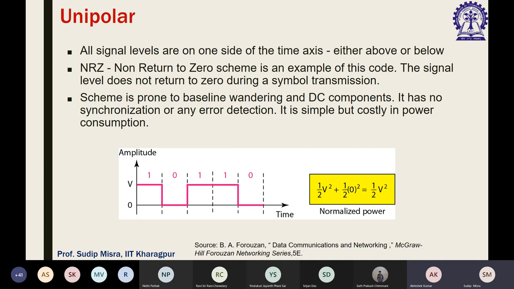Now, if we are talking about unit resistance, then power becomes V square. So what is the power level over here? For plus V, the power level is V square. For 0 V, the power level is 0 square. So what is the average? Half of V square plus 0 square equals half of V square. This is the normalized power. Is it clear?